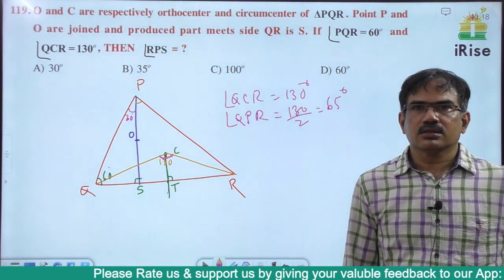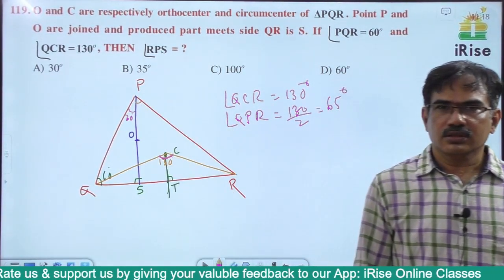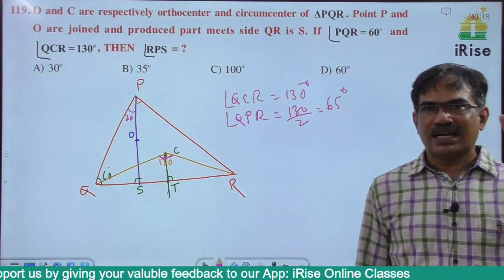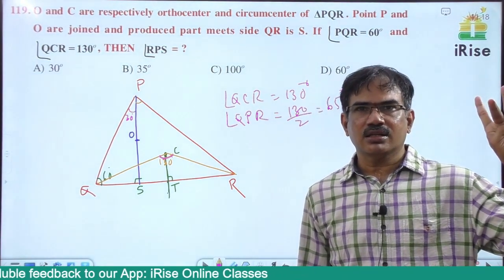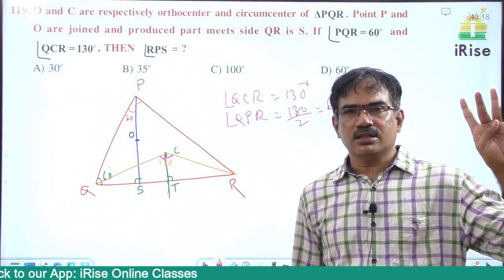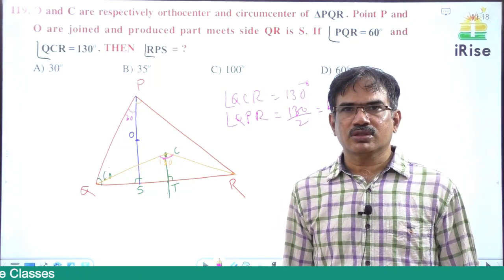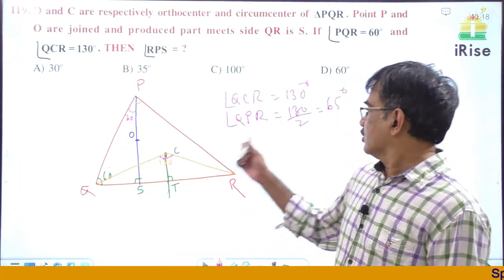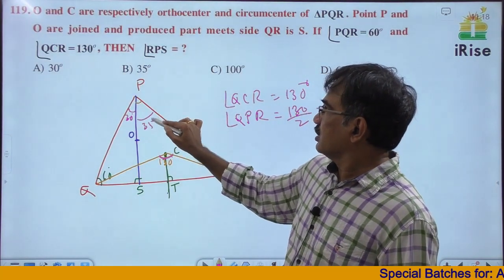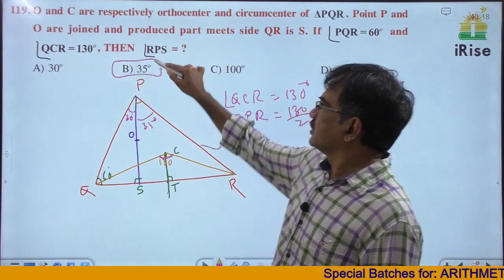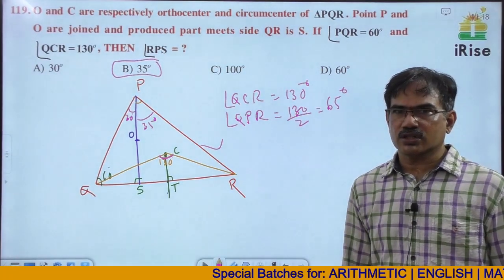Angle at circumcenter is twice the angle at P. If this is theta, this is 2 theta. I have given 4 important formulae. Angle at orthocenter 180 minus theta. Angle at circumcenter 2 theta. Angle at incenter is 90 plus theta by 2. Angle at excenter is 90 minus theta by 2. 90 minus A by 2. Okay, so this is 65. The total angle is 65, this is 30. So therefore this angle is 35 degrees. Answer is 35. Angle RPS is 35 degrees. Okay, next question.